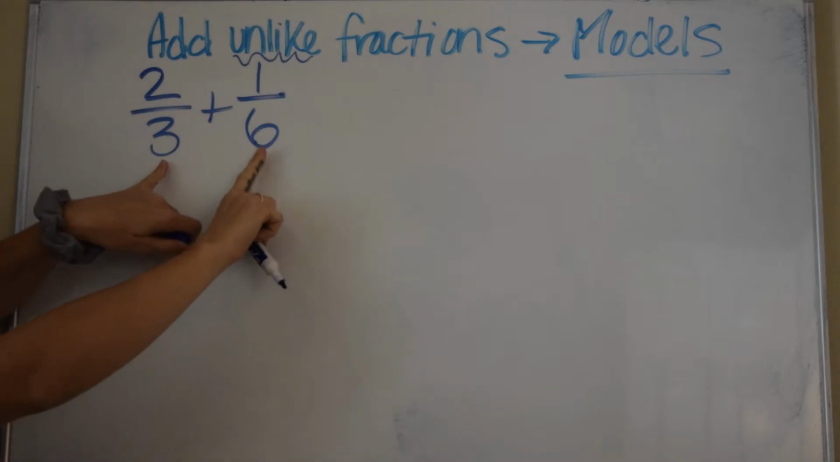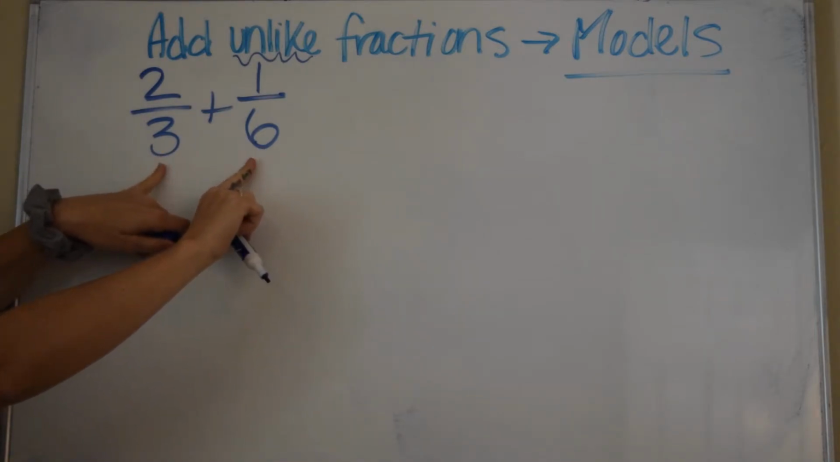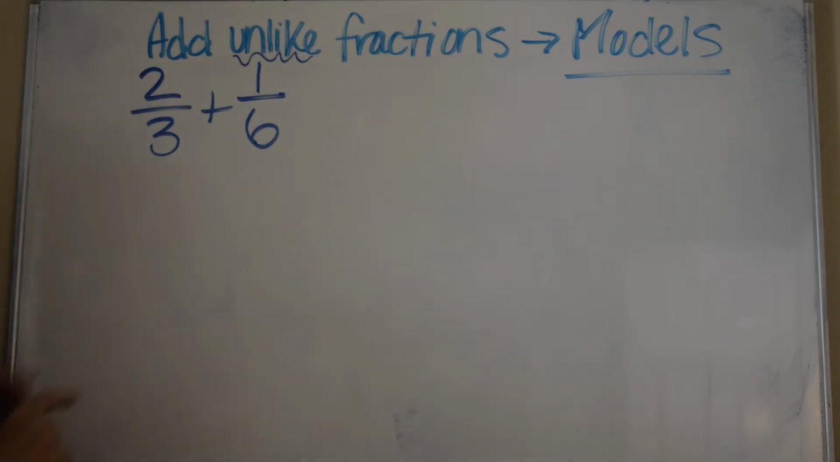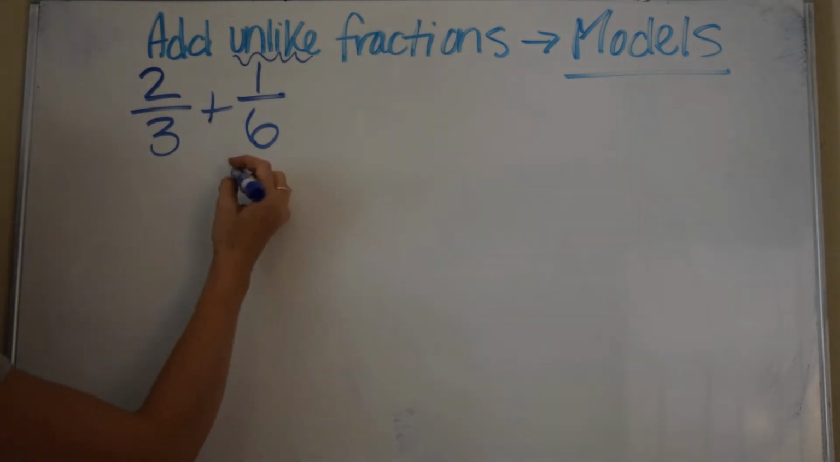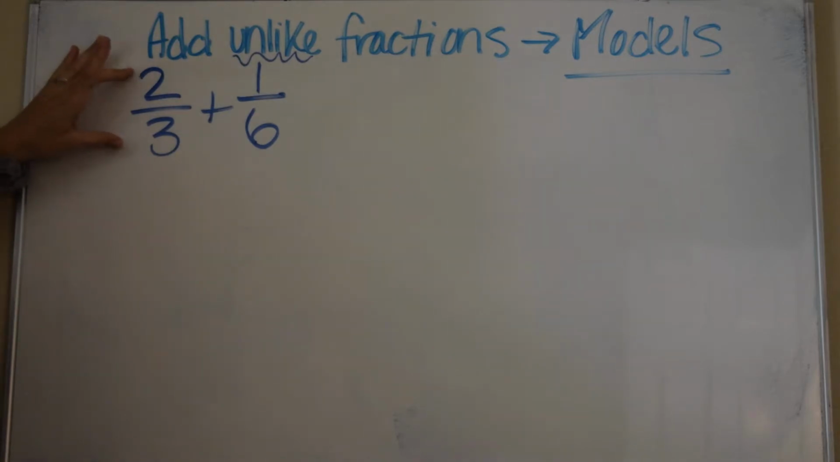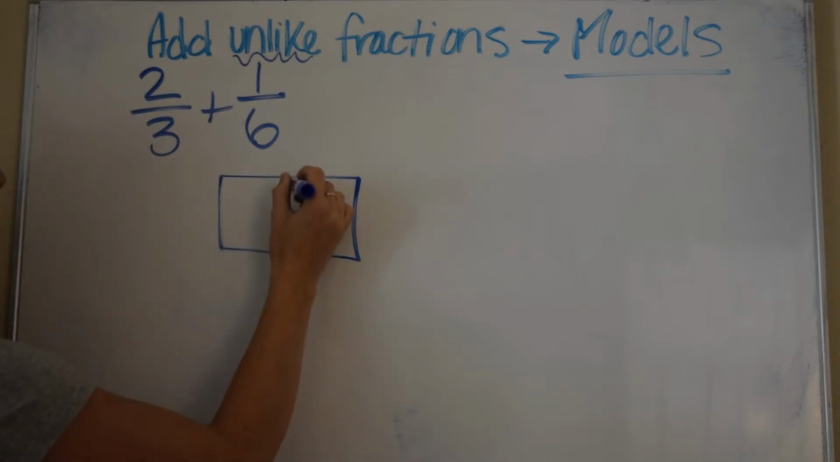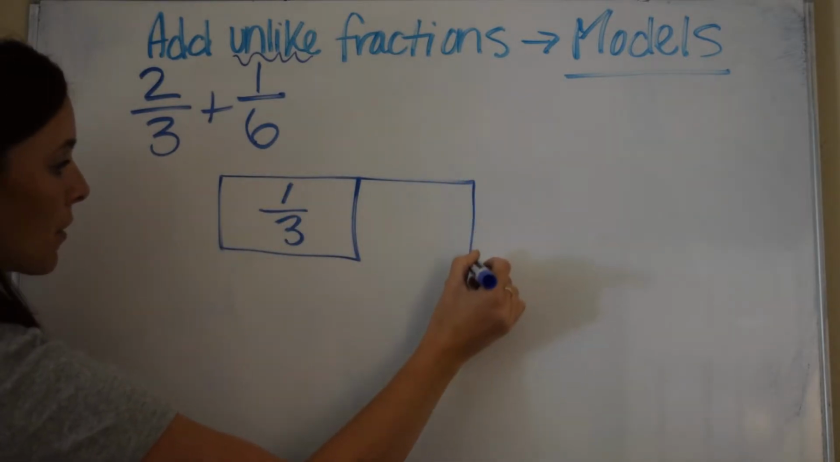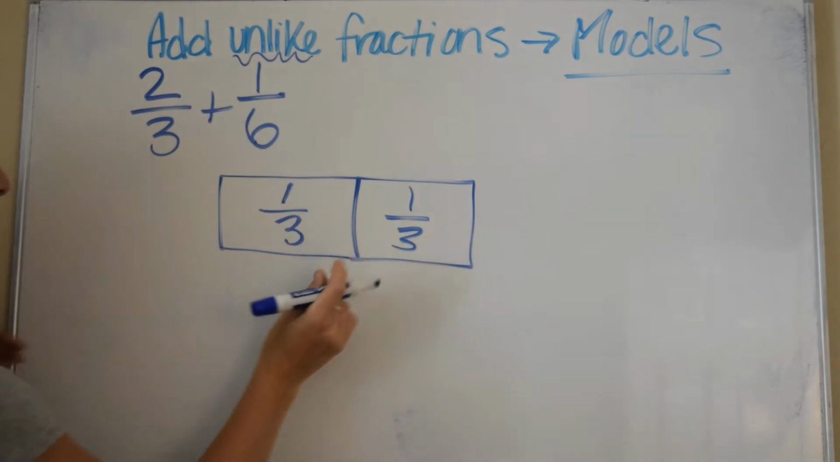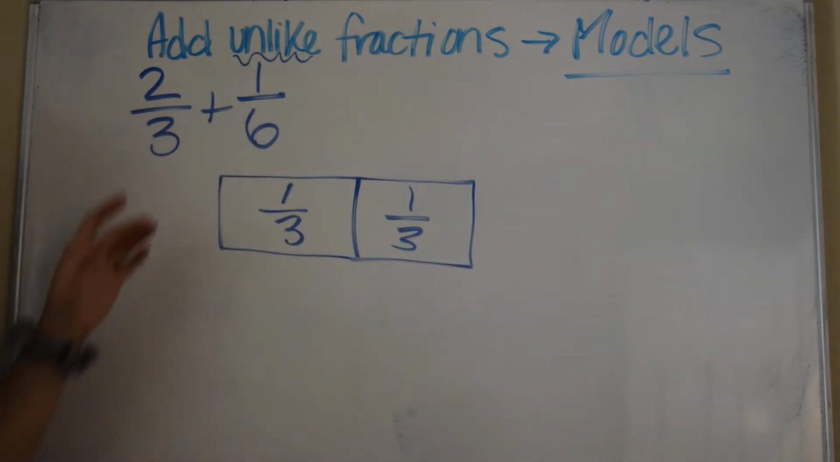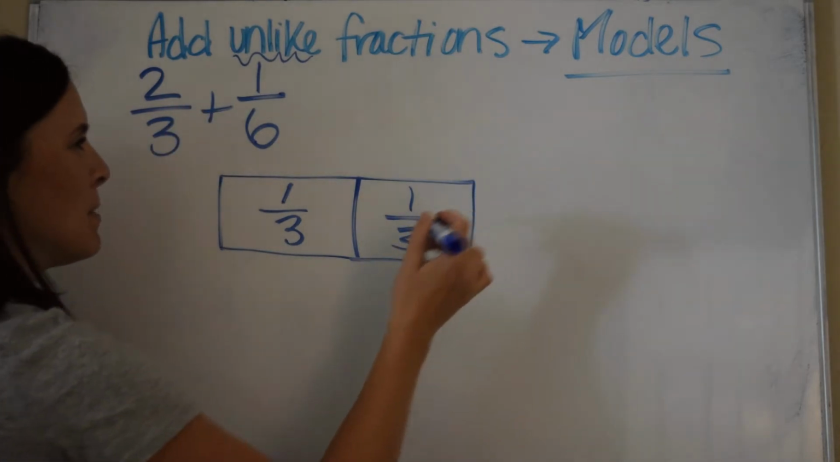So why are they unlike? Because this denominator here and here, they're not the same. I can't just add across. So we need to get these numbers the same. But we're going to show you how you do that using fraction tiles. So we're going to represent these as models. So if I have 2/3, that's the same thing as saying I have a third and another third. Would you agree? I have 2/3, right? 1/3 plus a third. We're gonna add that to a shape that would be 1/6.